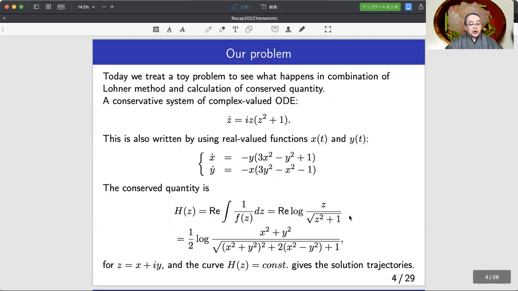Today, we treat a toy problem to see what happens in combination of the Lohner method and calculation of conserved quantity. Our problem is a conserved system of complex valued ODE. This is also written by using real-valued functions x and y. The conserved quantity is h, and the curve h(z) equal constant gives the solution trajectories.